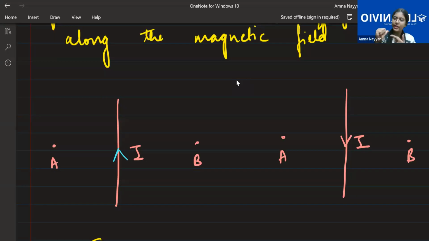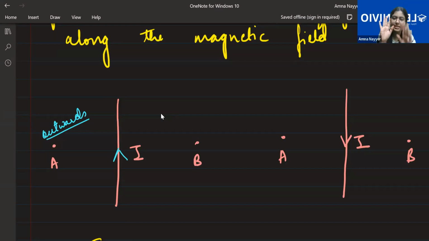See, where is the thumb pointing? Outwards. So the thumb will directly give the direction, whether it's outwards or inwards. You don't have to analyze. This is how. Or let's look at this point B. Same thing.